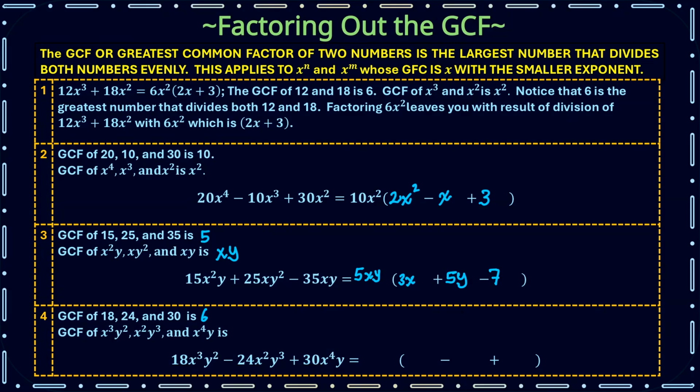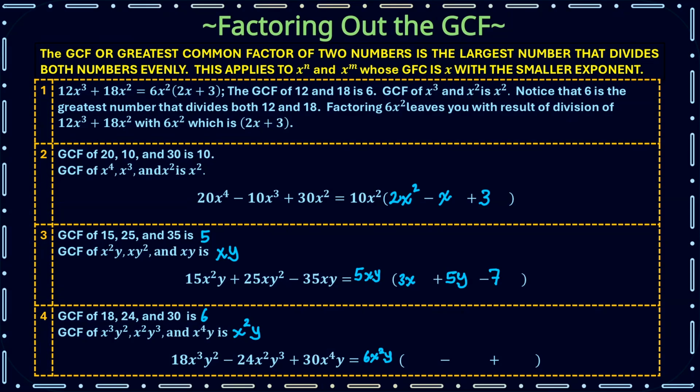We have the variable factors x cubed y squared, x squared y cubed, and x to the 4 y. For the x's, the GCF is x with the smallest exponent, which in this case is 2. And for the y's, we have y squared, y cubed, y. So y is the GCF because it has the smallest exponent. All right, so the overall GCF of this polynomial is 6x squared y.